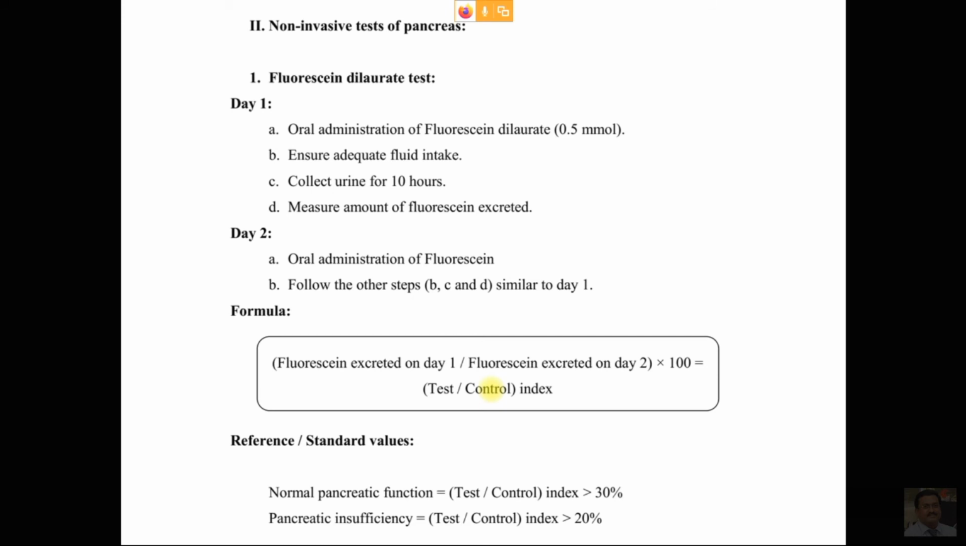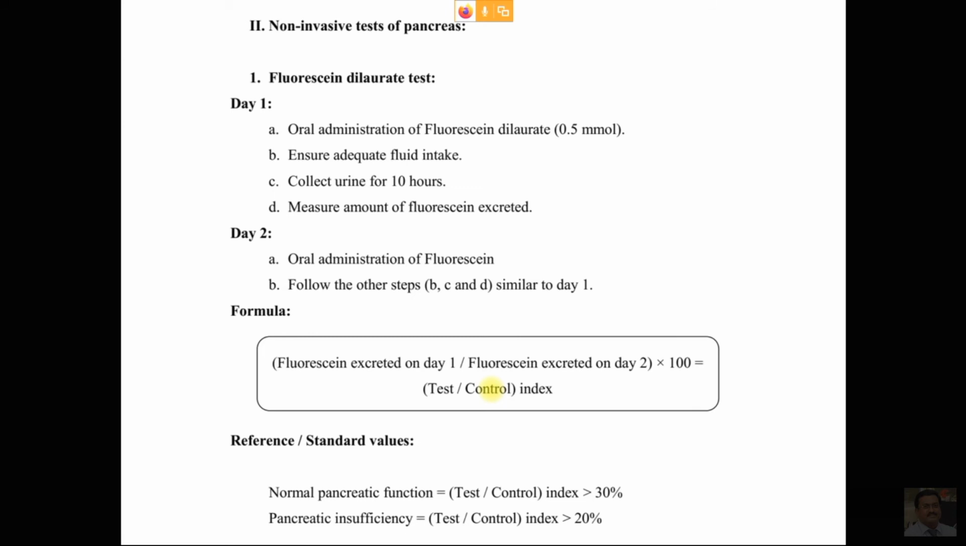So we can go to the formula for the calculation. The first is the fluorescein excreted on day 1, how much fluorescein is liberated in the 10-hour sample. If you collect the 10-hour sample in the sterile can, you have to mix it properly without any frothing, then add the reagents and check the intensity of the fluorescence. This may be possible in the lab. The fluorescein excreted on day 1 is calculated using the fluorimeter, and likewise on day 2. So it is fluorescein excreted on day 1 divided by fluorescein excreted on day 2, multiplied by 100. This gives the test divided by control index. This one is very important.